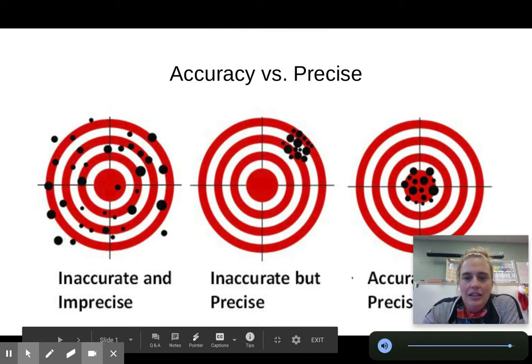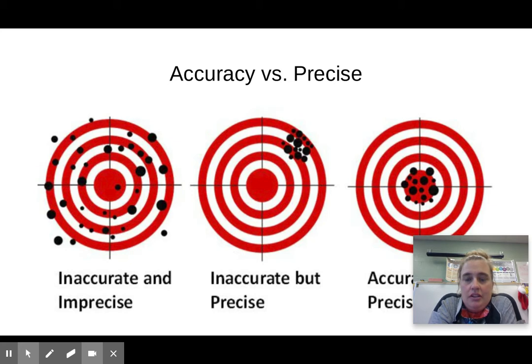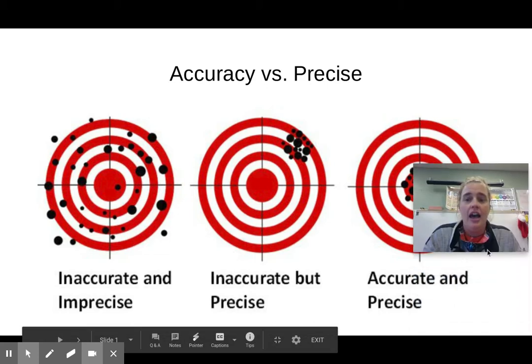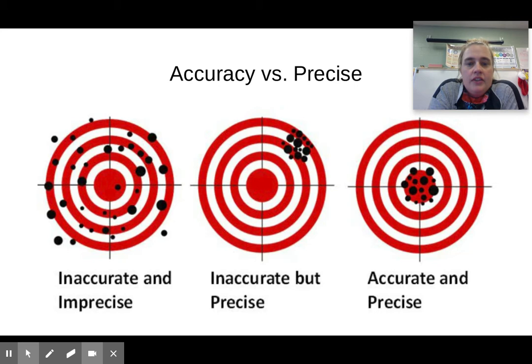Hi guys, today we are going to talk about measurements, accuracy, and precision. The first one we're going to talk about is accuracy and precision. As you can see on the screen here, we have some dartboards. When something is accurate, it means that you have hit your target. When you're playing darts, you'll notice your target is the center of the board.